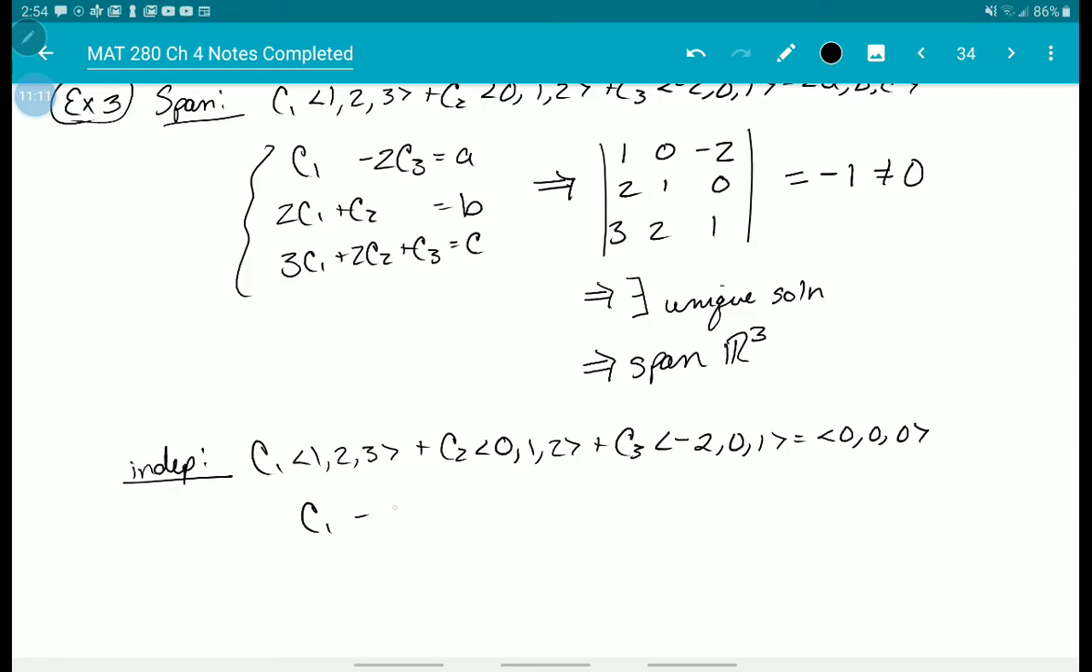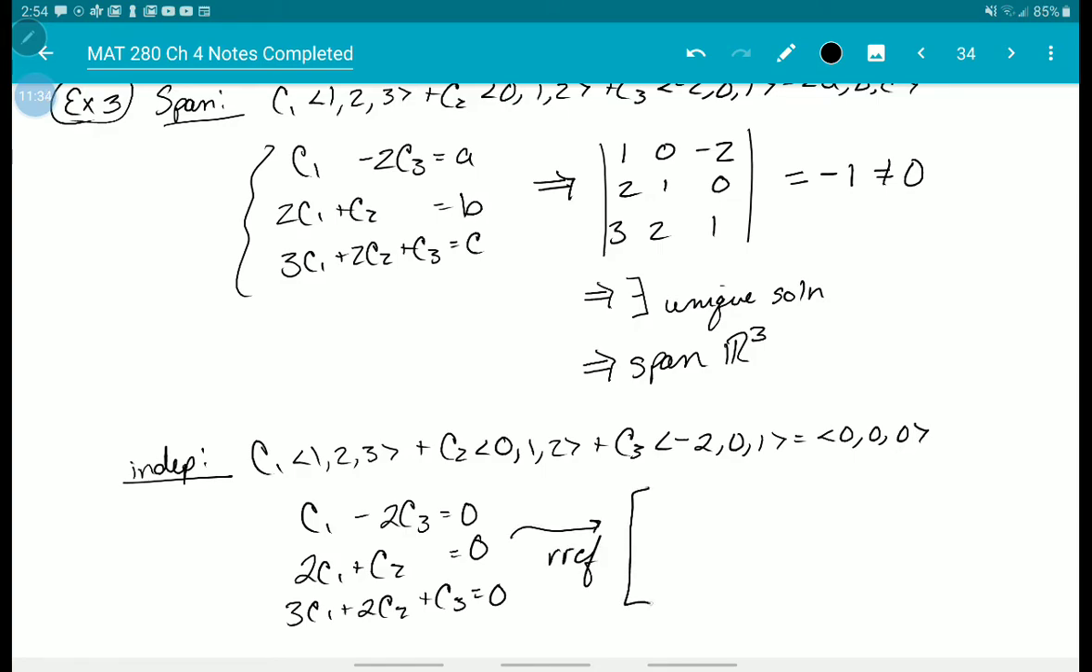So we've got C1 minus 2C3 is equal to 0. 2C1 plus C2 plus 0C3 is equal to B. 3C1 plus 2C2 plus C3 is equal to 0. Sorry, this B should be a 0. Typo. RREF. So if they are independent, then we should only get the trivial solution here, and we're going to get the identity here with zeros.